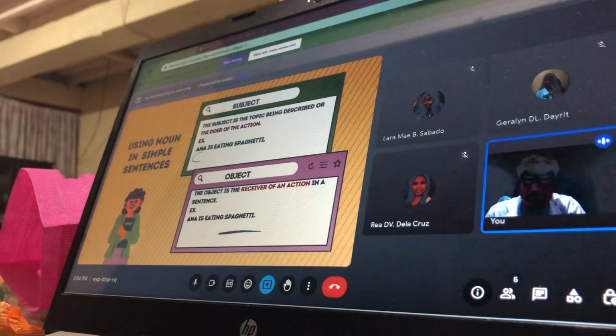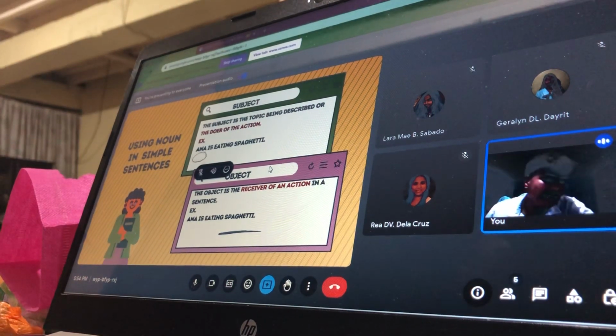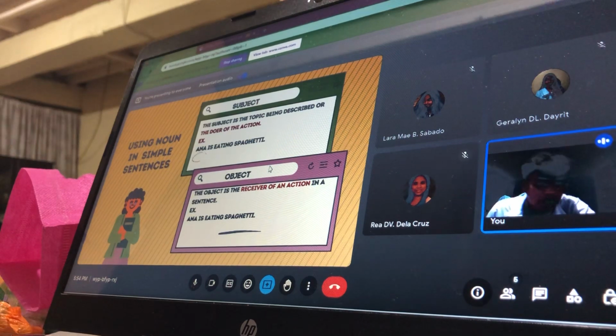Okay, next. The subject is the topic being described or the doer of an action, and the object is the receiver of an action. So let's go back to our example earlier. Anna is eating spaghetti. So who is the doer of an action?